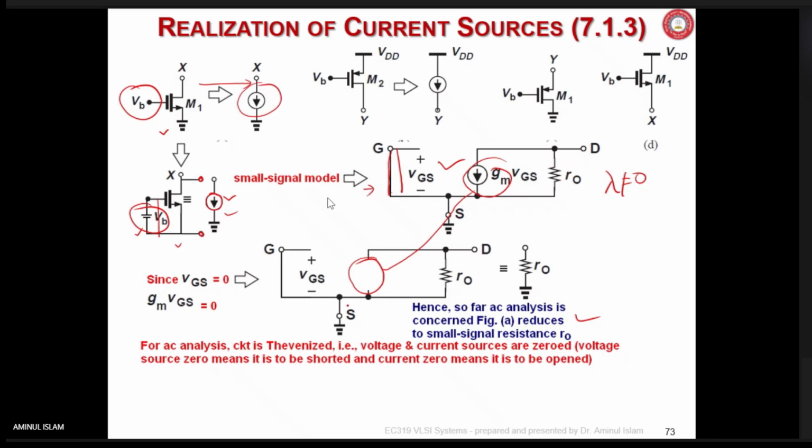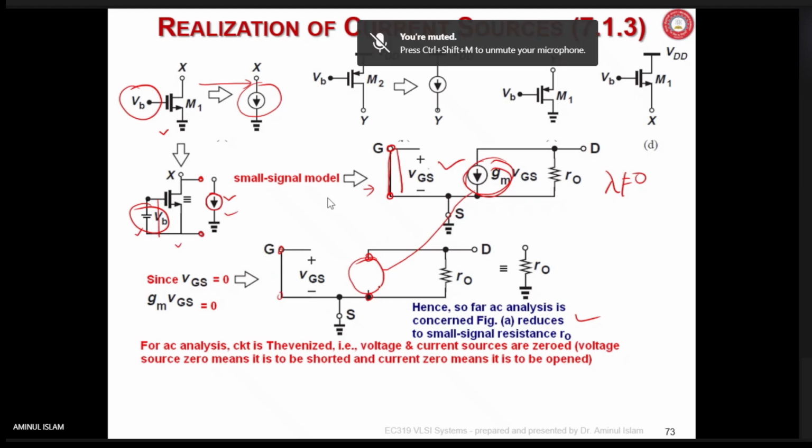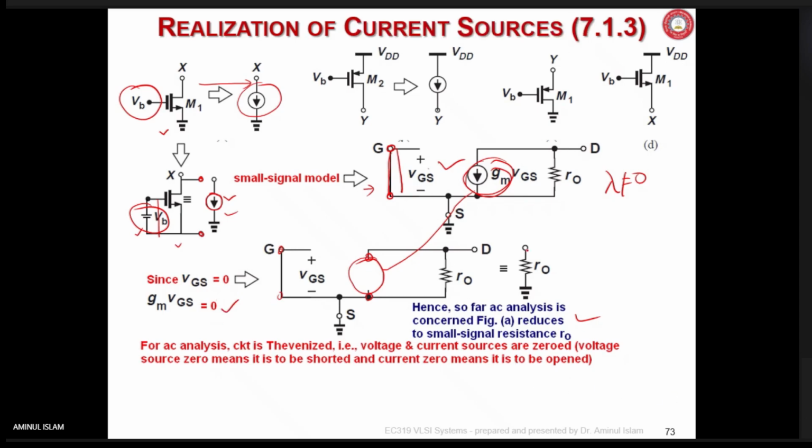Now, since this terminal is shorted, VGS is 0 and here is 0, so this is going to be zeroed. Voltage as well as current are zeroed, and a current source can be zeroed by opening it. A voltage source can be zeroed by shorting it. So that has been drawn by this. Since VGS equals 0.